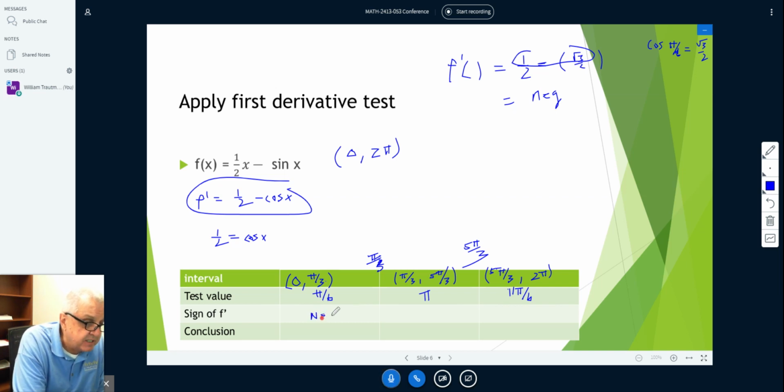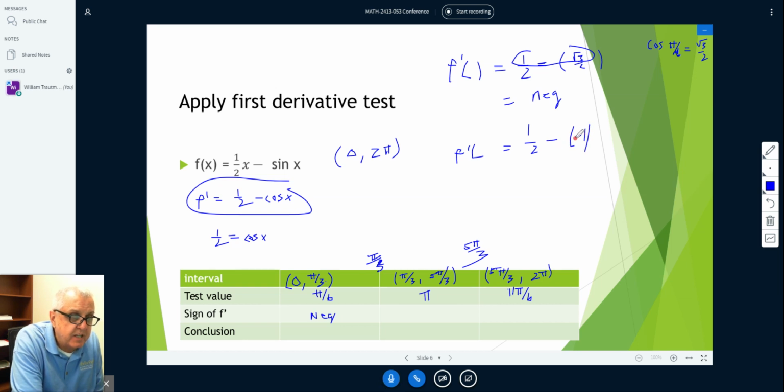So the sign when you plug this in is negative. And the sign when you plug pi into it, the cosine of pi ends up being -1. And negative negative is a positive, so 1/2 plus 1 ends up being a positive answer. And once again, the cosine of 11 pi over 6, plugging 11 pi over 6 into here, you get 1/2 minus the square root of 3 over 2, which once again, that's a negative answer.